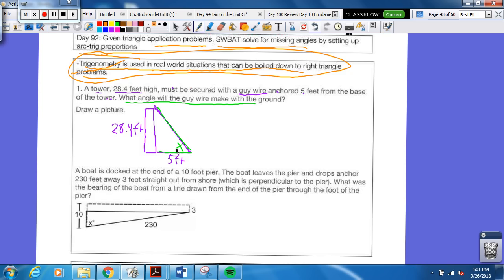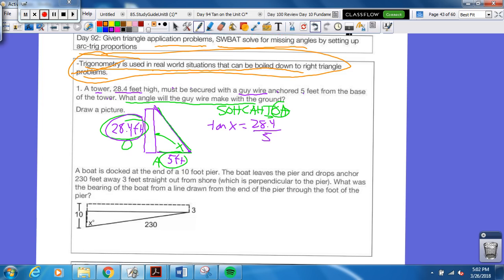Now we have to see what we got. We got SOHCAHTOA. Write it in. Opposite, right there, adjacent, here. I'm going to use the tangent. So the tangent of X equals opposite, which is 28.4, over adjacent, which is 5.